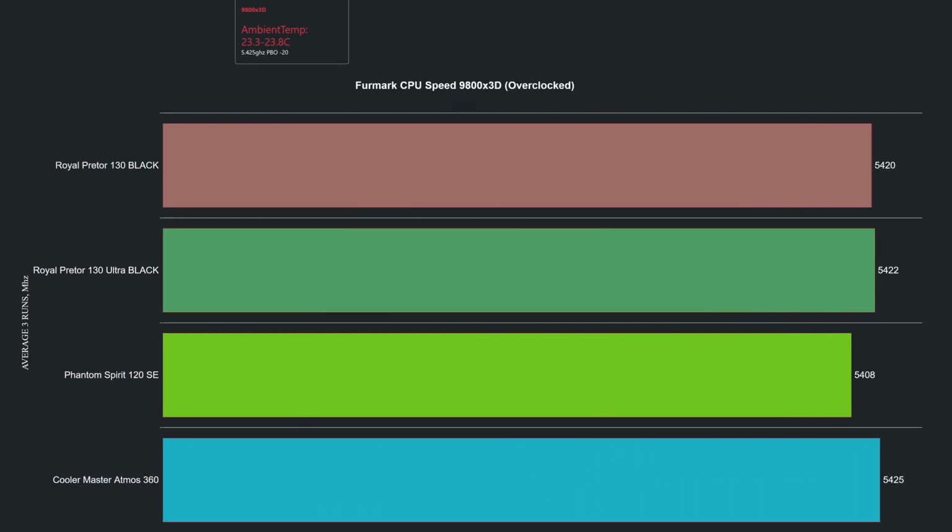Moving on to the clock speed obtained from 3 CPU burner runs. As we can see, the AIO had no issues maintaining a 5425 MHz clock speed, while the Royal Pretor Ultra was close with 5422, with the standard version being a bit behind. The Phantom Spirit 120 SE is the one that had the lowest clock speed, as expected, as it was constantly hitting the CPU thermal limit.